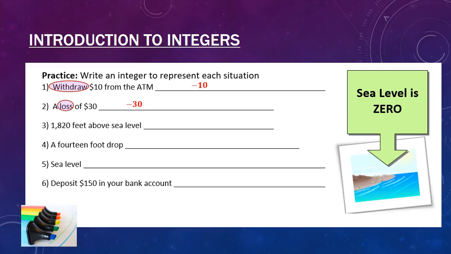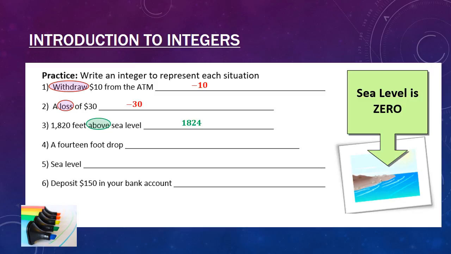1,820 feet above sea level, this is just like the example above. Above is your key word because it's on top of sea level, so it's going up, which is a positive number, so it would be positive 1,820. It should say 20, not 24. Sorry about that mistake.